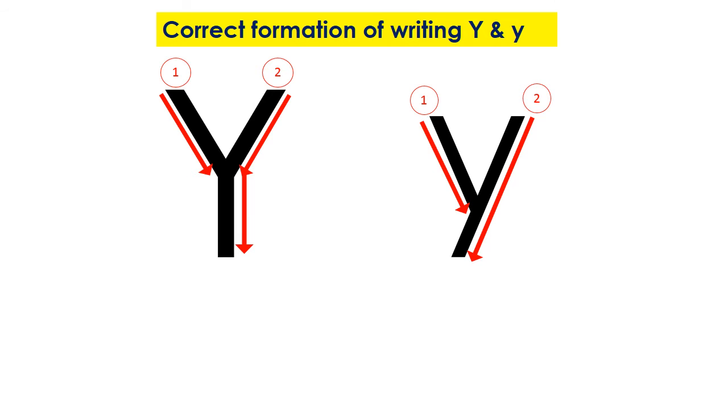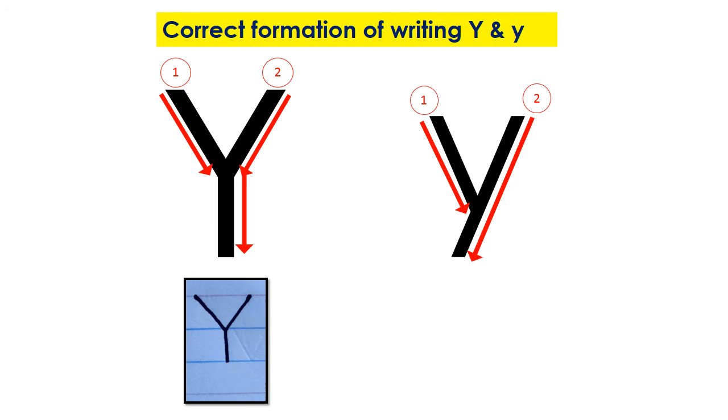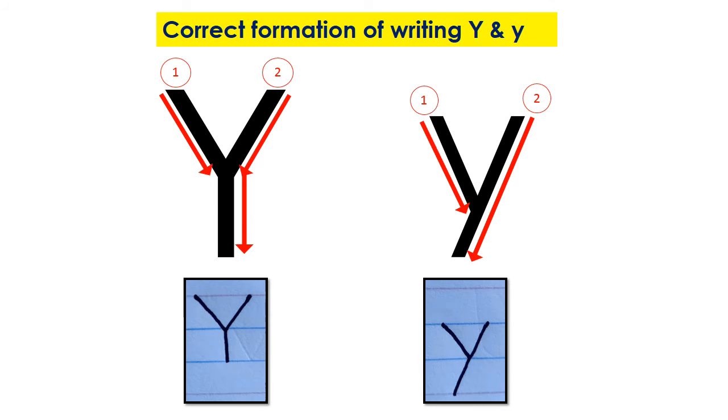Okay, now let's see how to write capital Y in your double rule book. Here you can see that. This is the way to write simple Y in your double rule book.